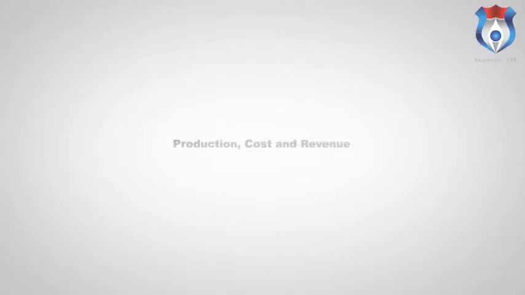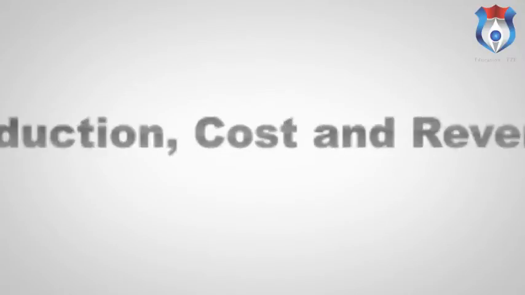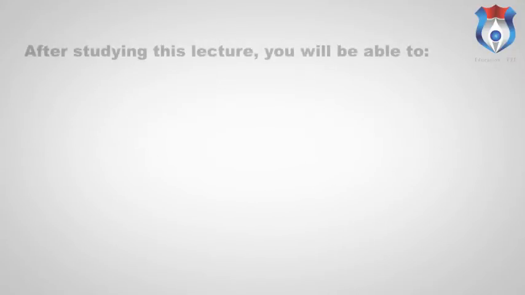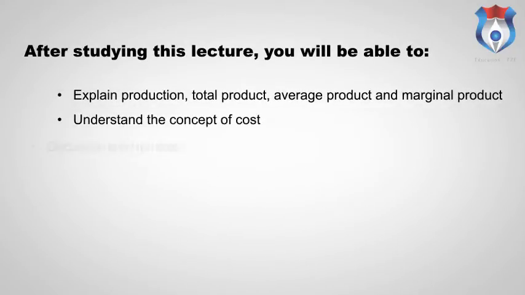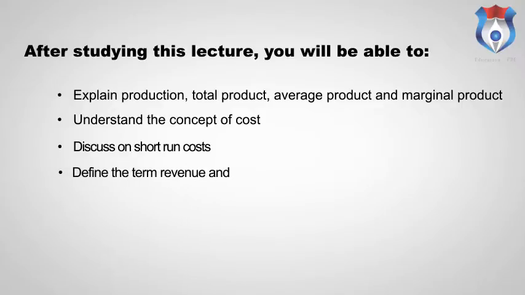Hello students, welcome to the lecture on production, cost and revenue, and after this lecture we will be able to learn the following objectives. Explain production, total product, average product and marginal product. Understand the concept of cost. Discuss short run costs, define the term revenue and explain producer's equilibrium.